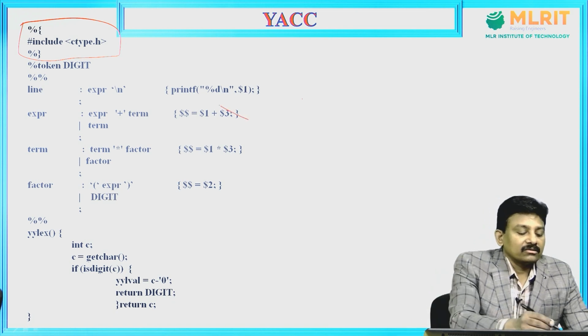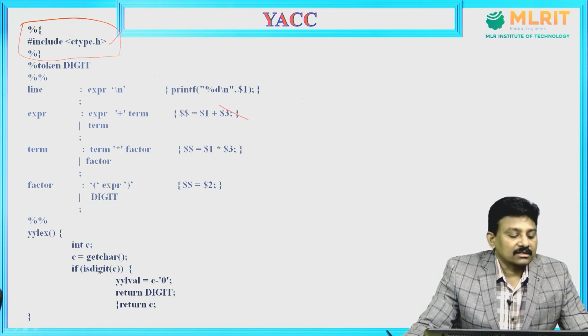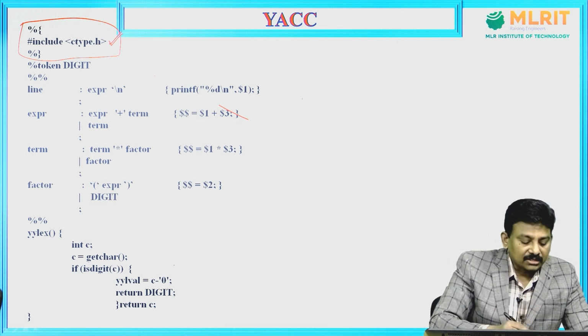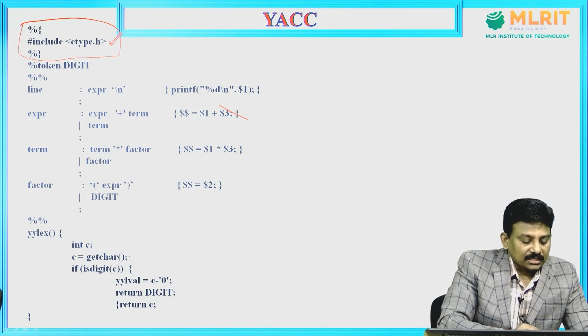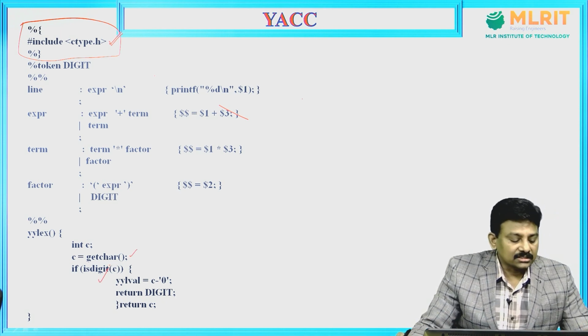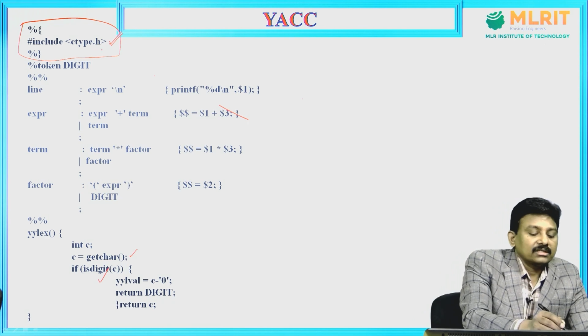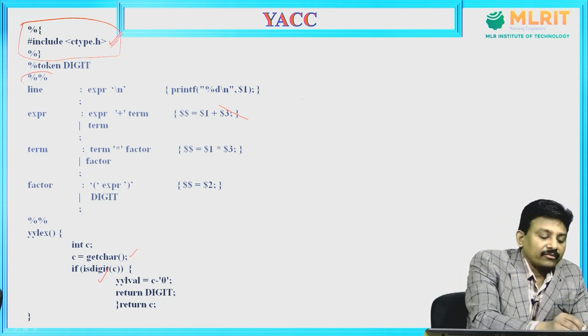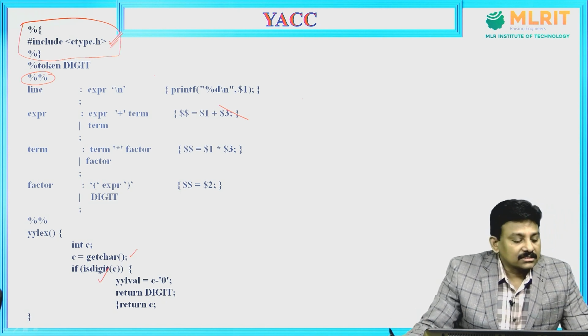So here we have included a header file, ctype.h. Why are we using the ctype.h header file? Because we are using the getchar and isdigit functions. To use the isdigit function, you need to include the header file ctype.h. Then after that, a pair of percentage signs. This is the beginning of the rule section.